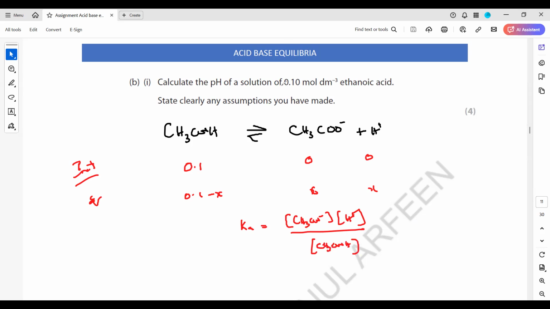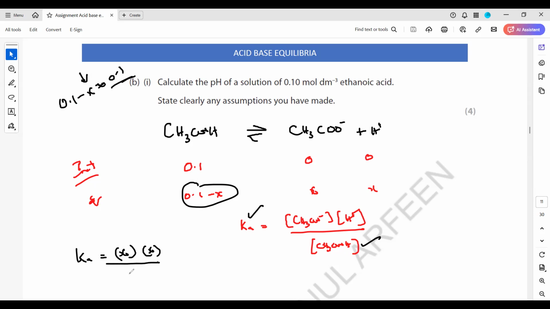The Ka we will substitute from the data booklet. What about the concentration of acid? Even though it should be 0.1 minus X, we consider 0.1 minus X to be approximately equal to 0.1, because X is very small or negligible. So the Ka will be equal to X times X divided by 0.1, because we neglected that. Or we can also say 0.1 times Ka is equal to X squared, and then take the root and we'll get the value for X. And the value of X is the same as the hydrogen ion concentration.